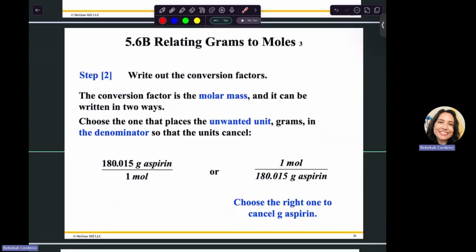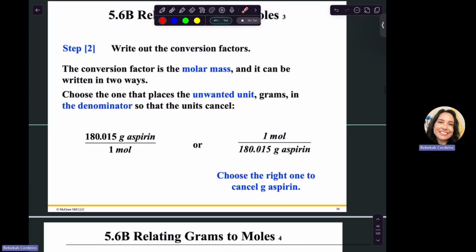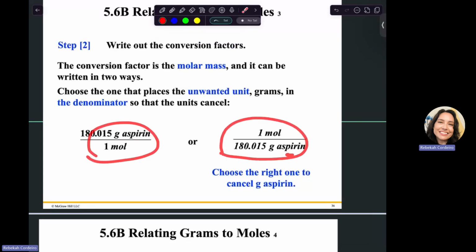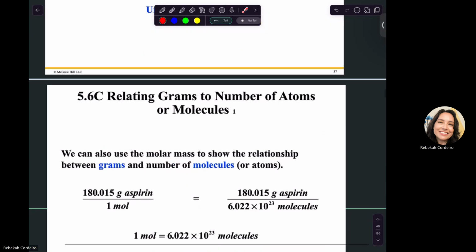So if I'm trying to go from grams to moles, I want to get grams to go away. So I can either put grams on top or grams on the bottom. We'll choose grams on the bottom so we can get grams to be canceled. And then we'll get our answer. Just dividing will give us an answer. So this is nothing new, just new conversions, but I'm 100% positive that you can handle it.